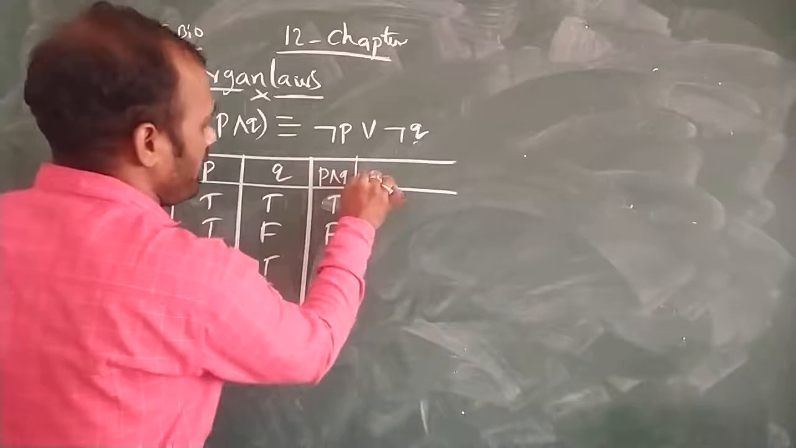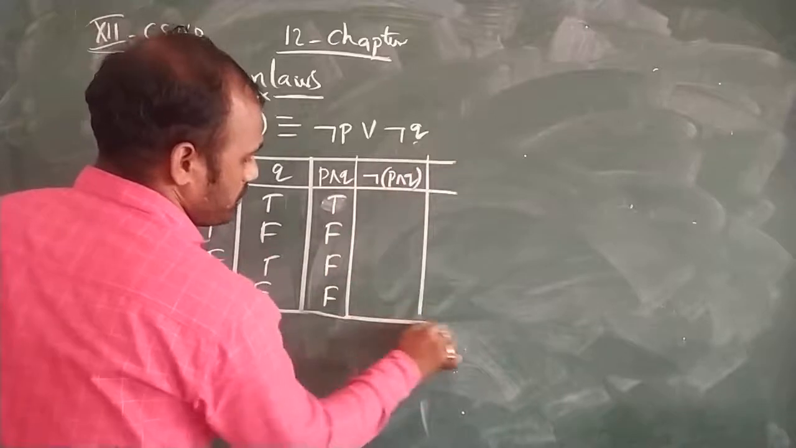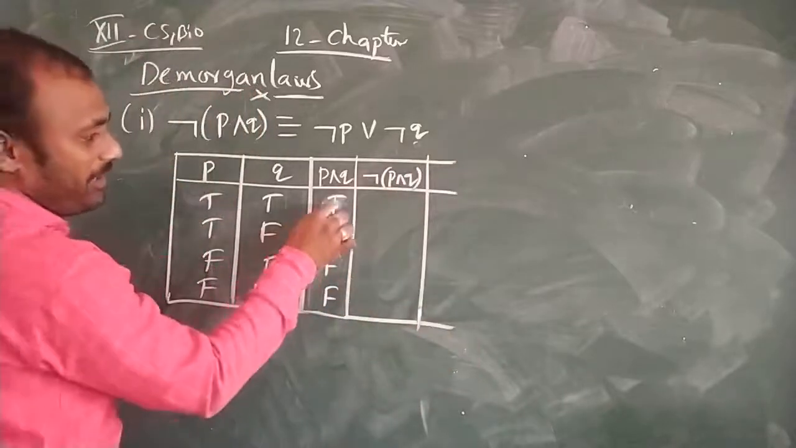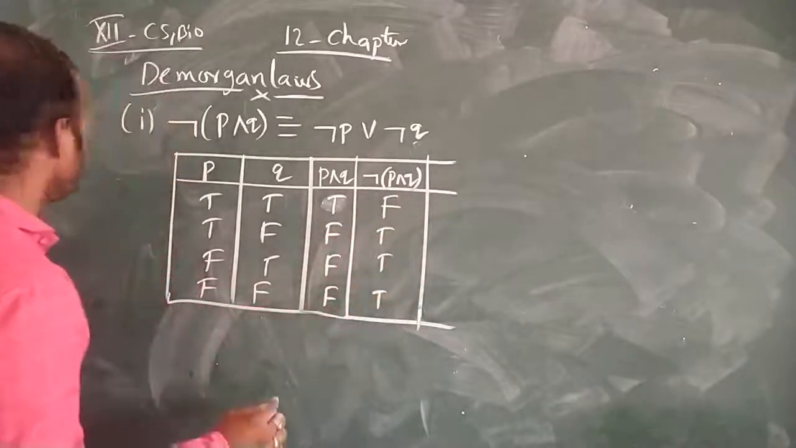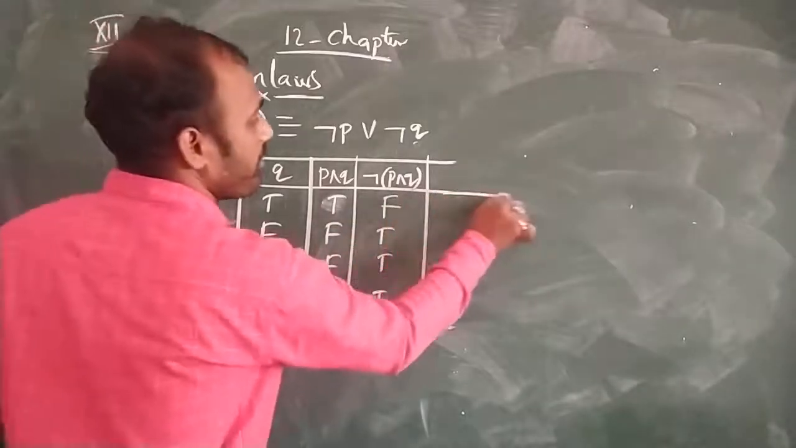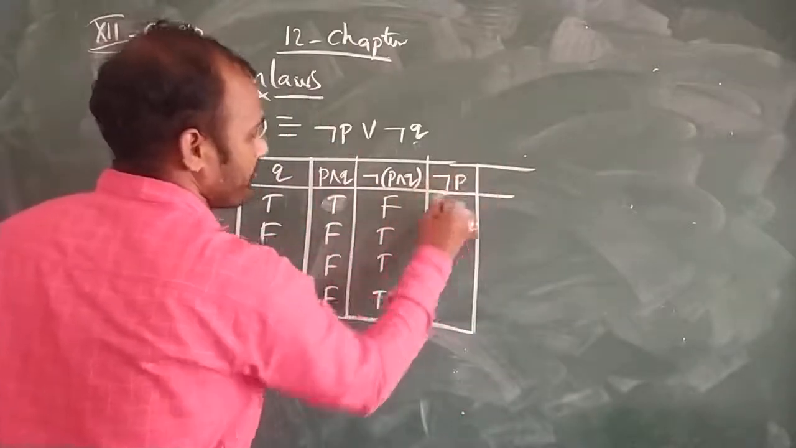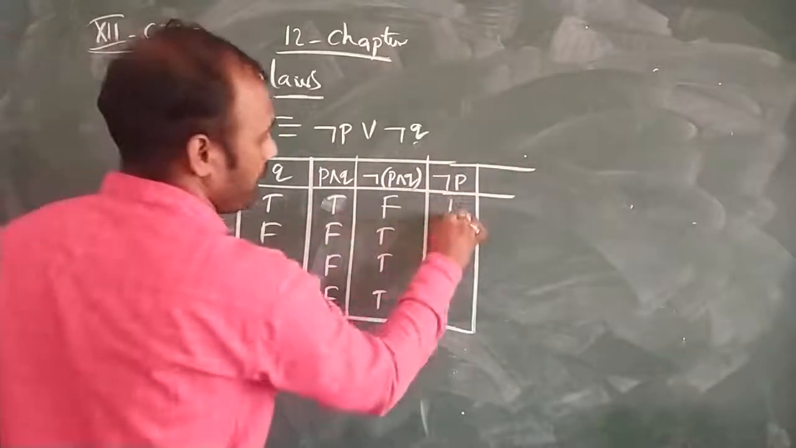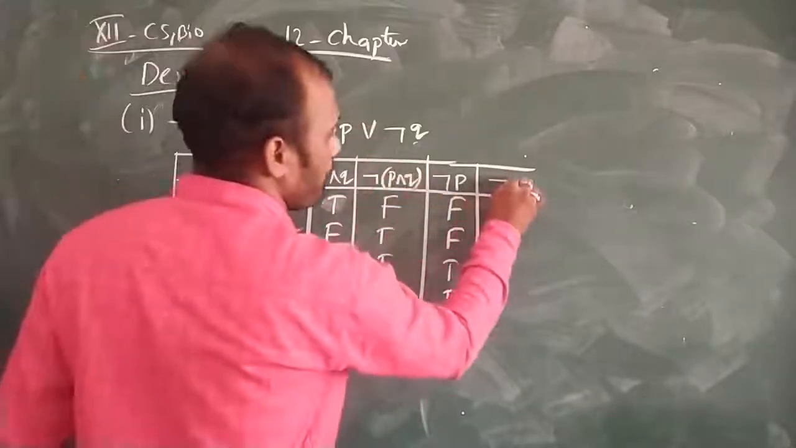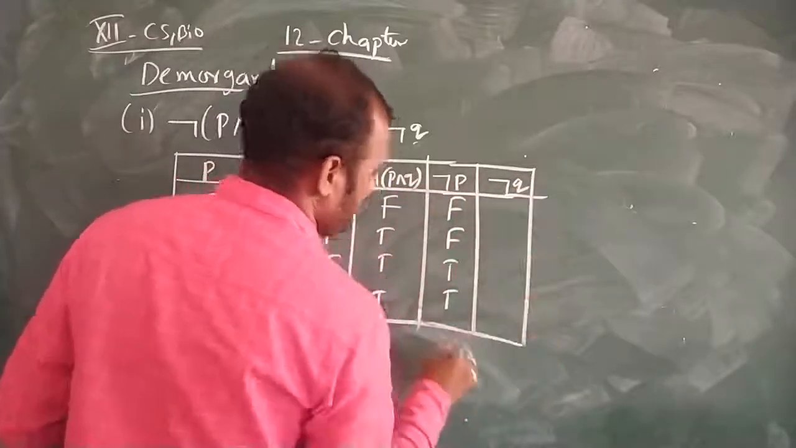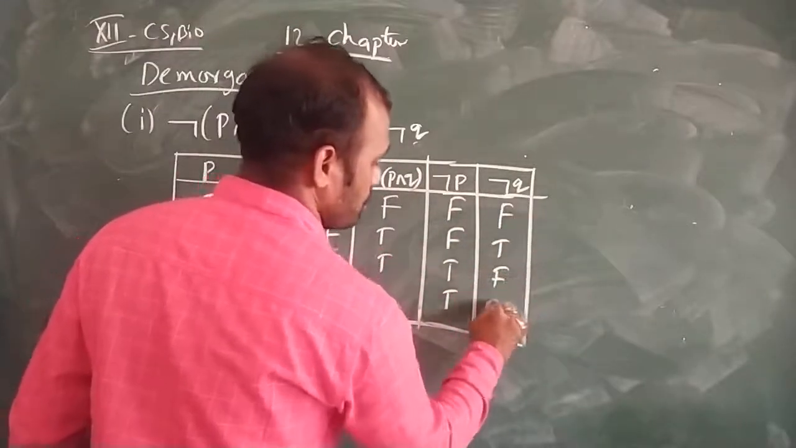Next, I want to apply the negation of this P and Q. So negation means if it is true, it will be false. If it is false, the remaining will be true. So this is negation. Next, I will take negation of P. So the negation of true will become false, false, true, true. Next, negation Q. So negation Q is false, true, false, true.